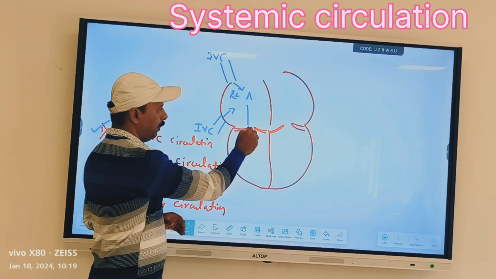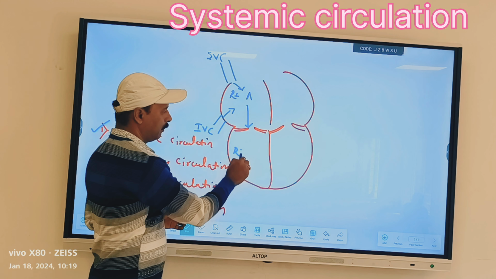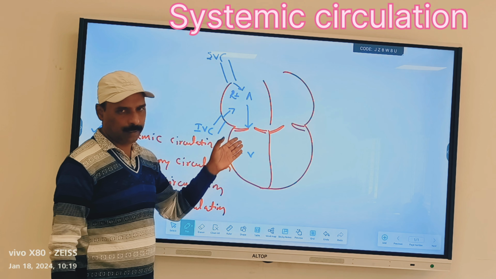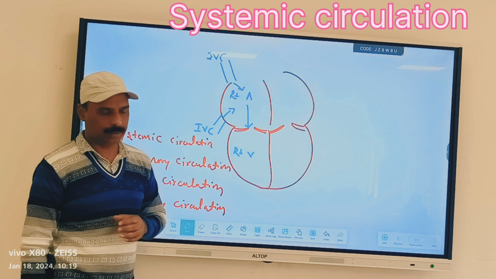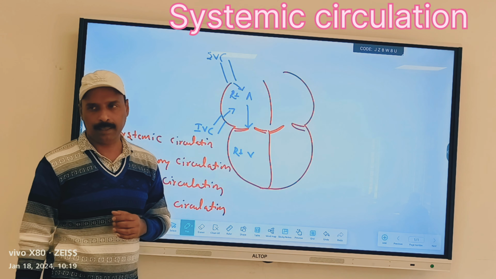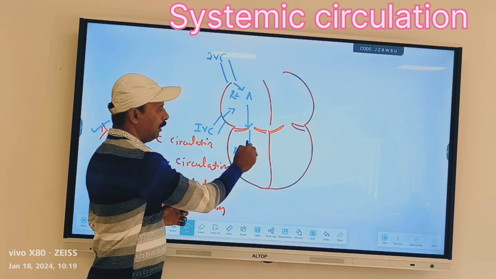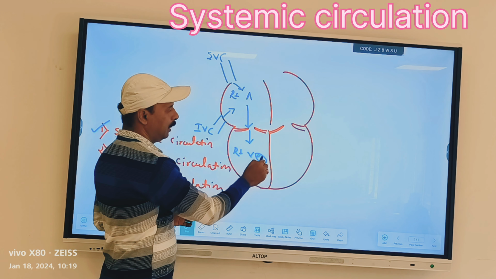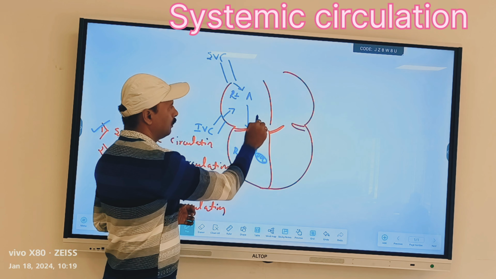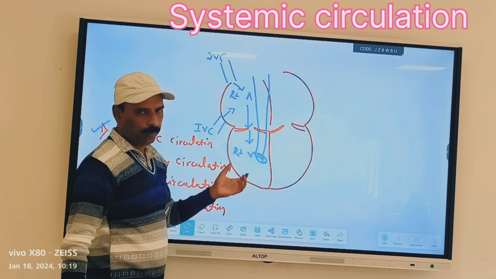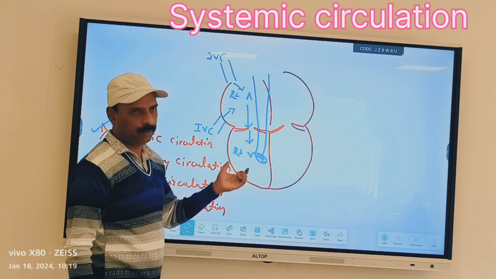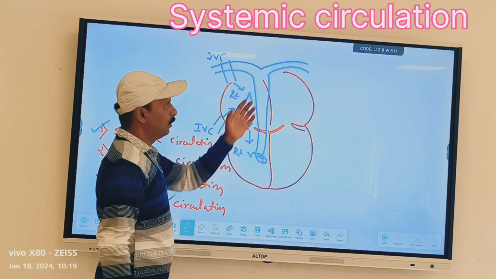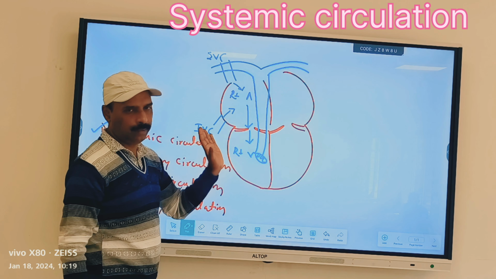Then the right atrium contracts and pumps the blood into the right ventricle. Between the right atrium and right ventricle there is an atrioventricular orifice, which has what we call the tricuspid valve. Blood reaches the right ventricle. From the right ventricle, there are three semilunar valves, and this leads to the pulmonary trunk. The pulmonary trunk arises from the right ventricle and divides into the right pulmonary artery and the left pulmonary artery.